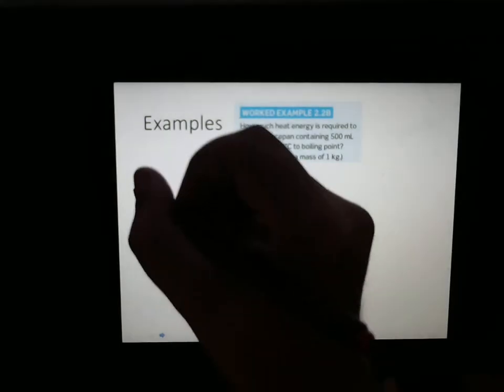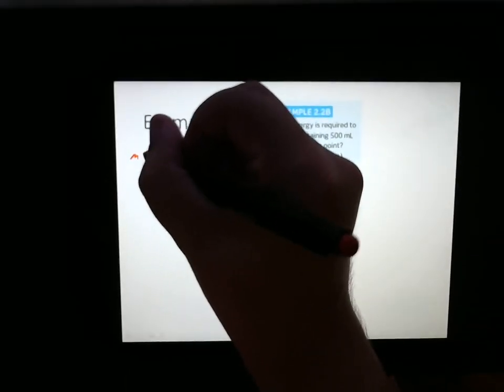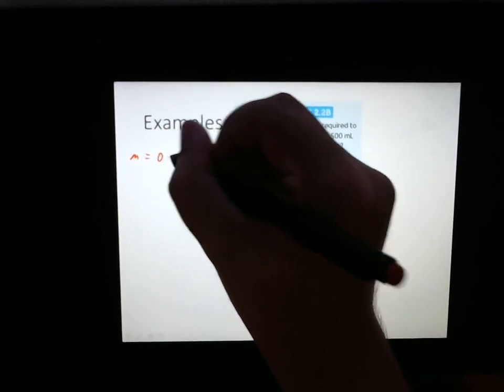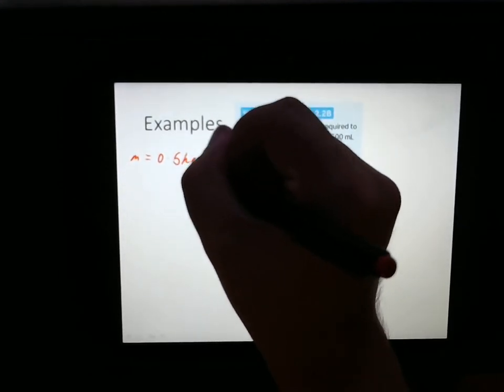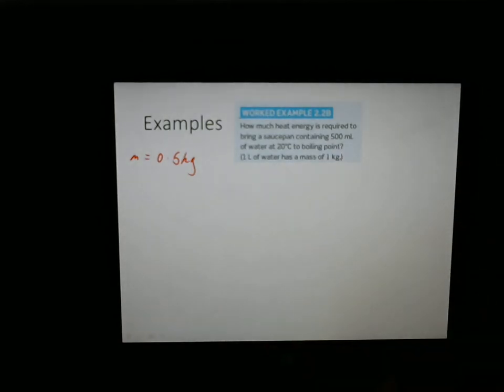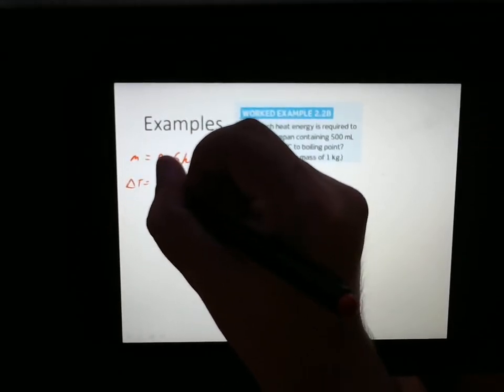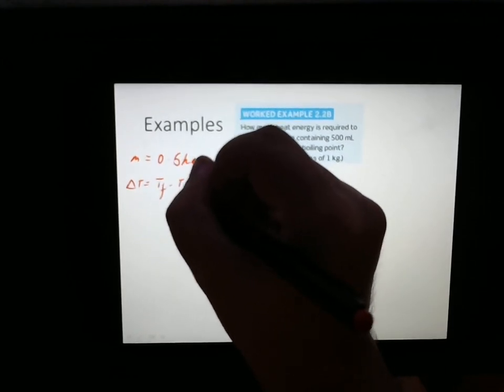So we have mass equals 0.5 kilograms. Here's a little bit of contextual knowledge though. What's the boiling point of water? You're not told this. Delta T equals Tf minus Ti.